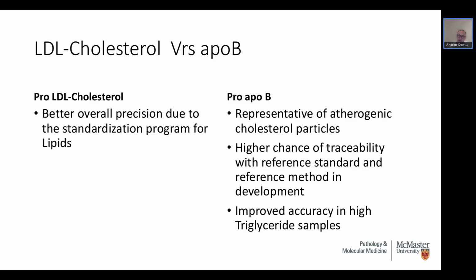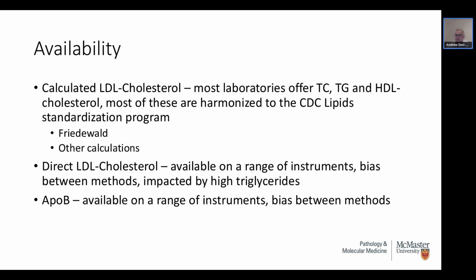And then the other piece that Dr. Vesper pointed out to me was the improved accuracy in the high triglyceride samples. That's been alluded to by both previous speakers as well. With LDL cholesterol, because of the influence of triglycerides in the calculations and in the way that you do the beta quantification or the direct measurements, apolipoprotein B does give you a more accurate result in high triglyceride samples. So again, some pros for apolipoprotein B and one now for the LDL cholesterol.